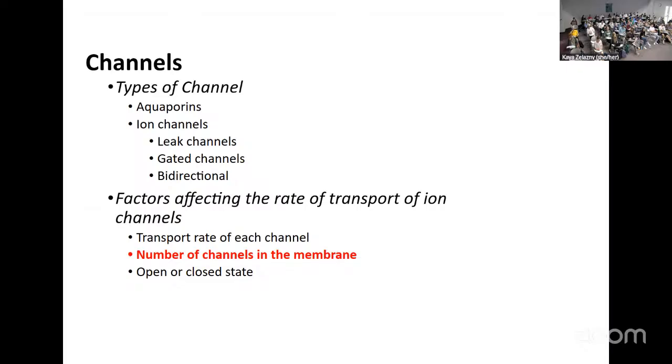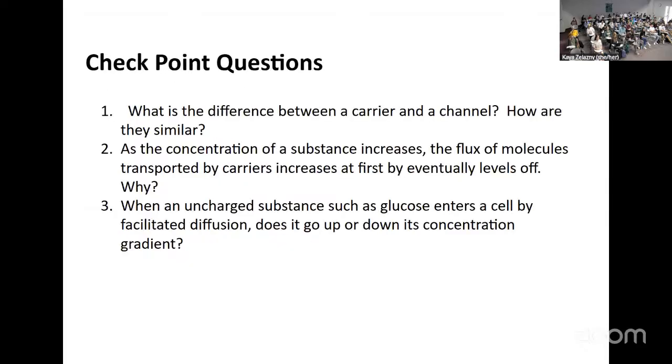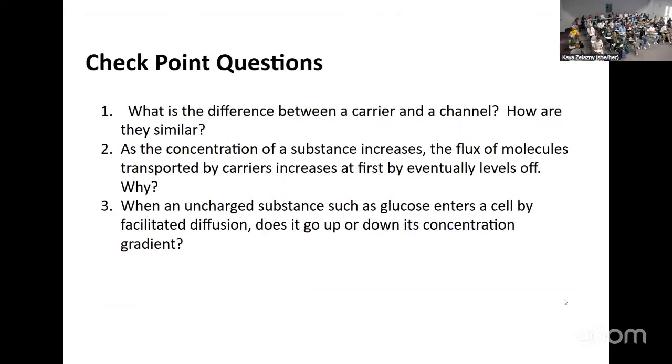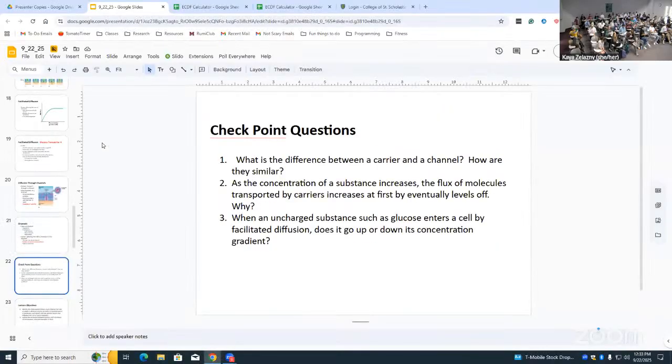Good. I think we'll end there because that's kind of the end of our passive transport. I'll do a couple more examples on Wednesday and kick off with active transport.